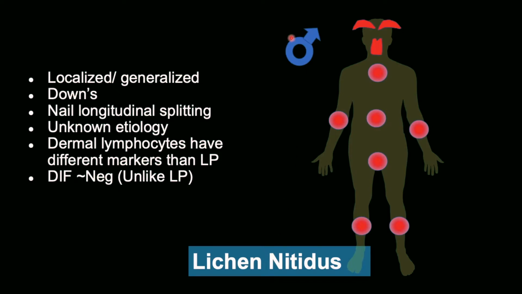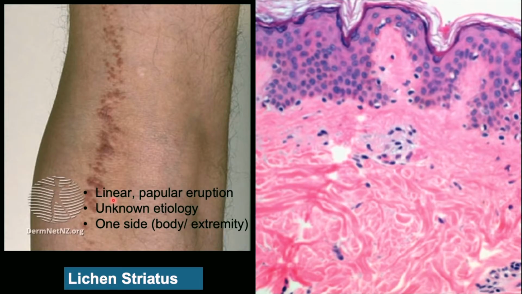Lichen nitidus usually affects the male population. We see it in the eyebrows and the tongue, and it is commonly found on the chest, abdomen, anal and genital area, and extremities. We have two forms, either localized or generalized. Also, there is an association with Down syndrome. When it affects the nail, it will cause longitudinal splitting. The etiology is unknown, and the dermal lymphocytes usually have different markers than LP, and when you do DIF to differentiate it from LP, usually DIF is negative.